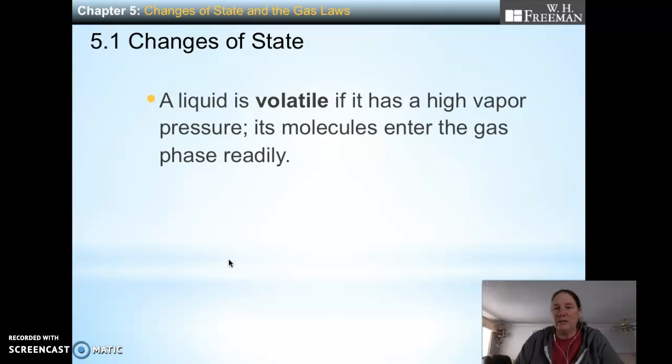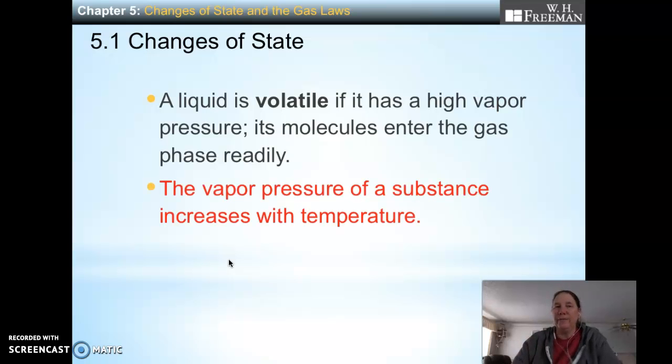It's very volatile. If they have a smell when they're liquid, and when you're doing chemistry, you guys, you don't go at things, you waft. If you can't remember that, like if you have a test tube, you don't snort the test tube, you waft it. But if it has a smell, it's volatile. Okay. Vapor pressure of a substance increases with temperature. So the hotter the temperature, the more it'll change into a vapor, and the vapor pressure will increase.